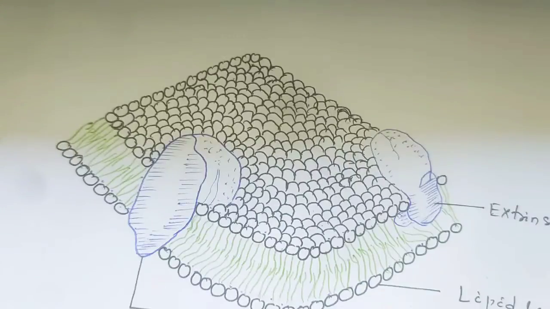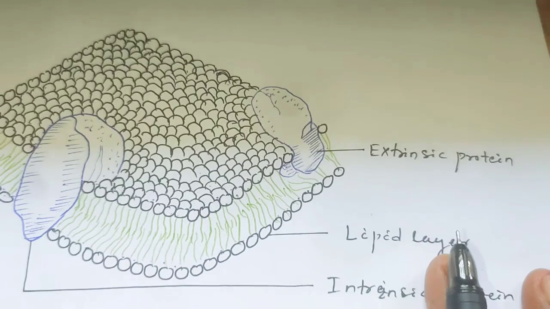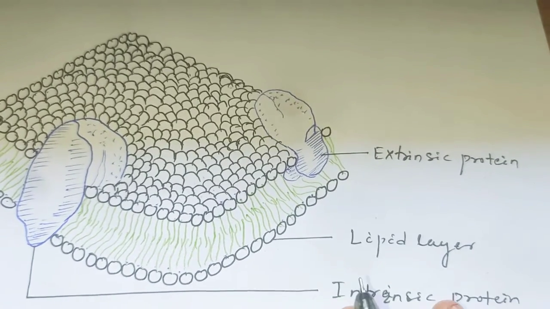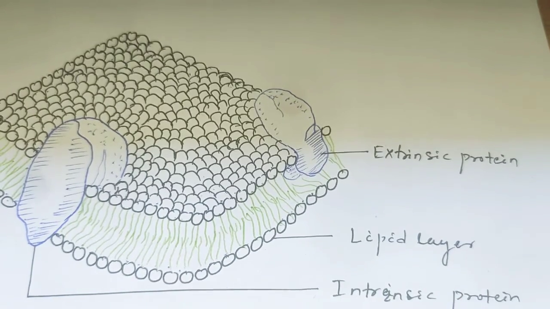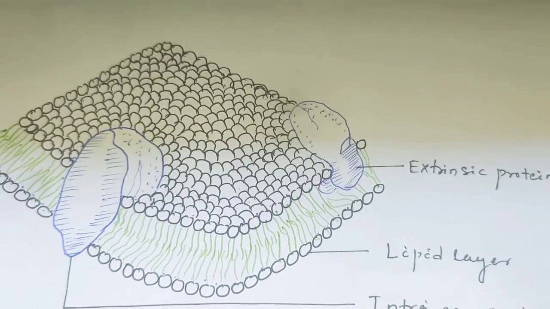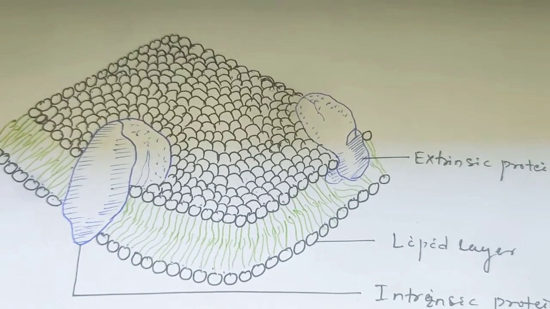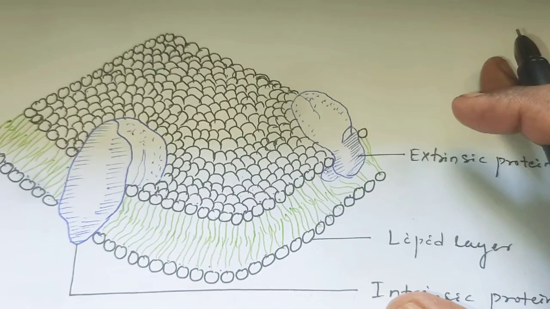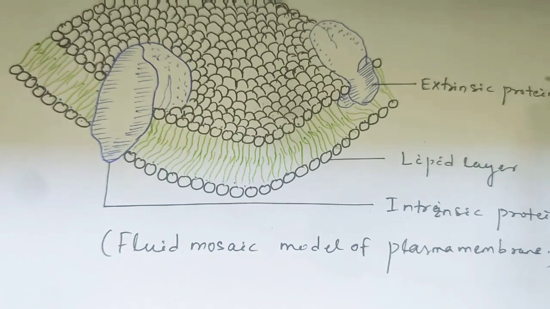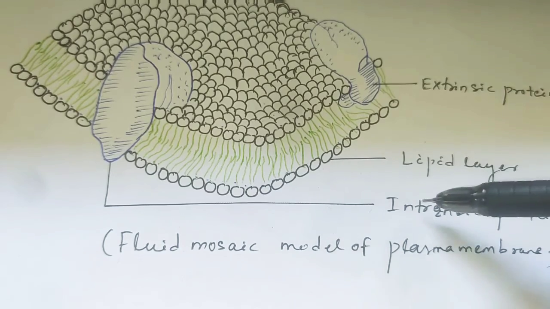Here is the structure of the fluid mosaic model. In this case, what happened? The layering is the same. It also shows two lipid layers and also two protein layers. But the difference is that some additional point comes in the protein layer. According to both of the scientists, the protein layer has two types of molecules, that is extrinsic protein and intrinsic protein.